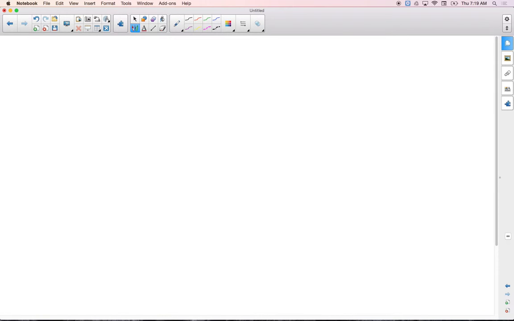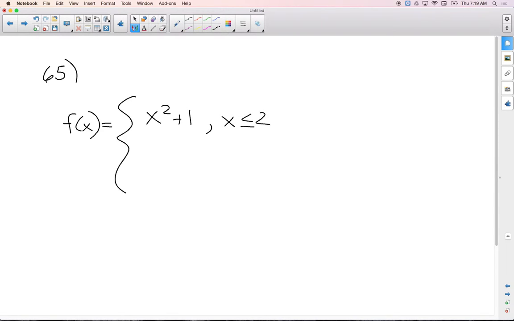What does 65 say? f of x equals, one of them is x squared plus 1, for x less than or equal to 2. And then 4x minus 3, for x greater than 2.